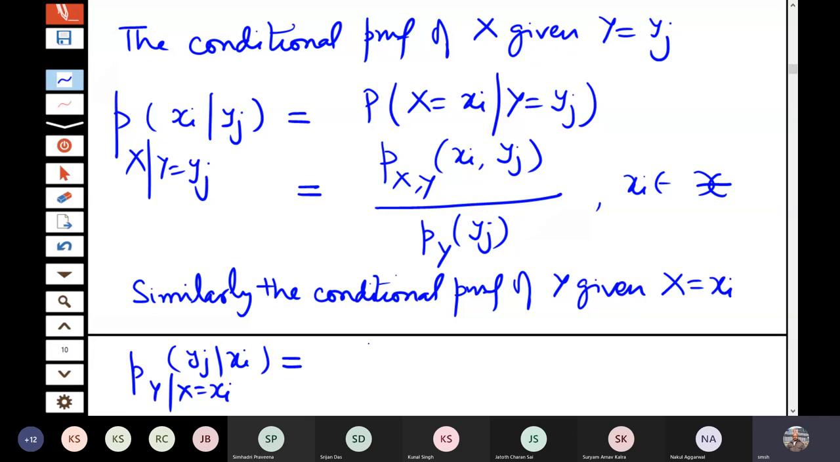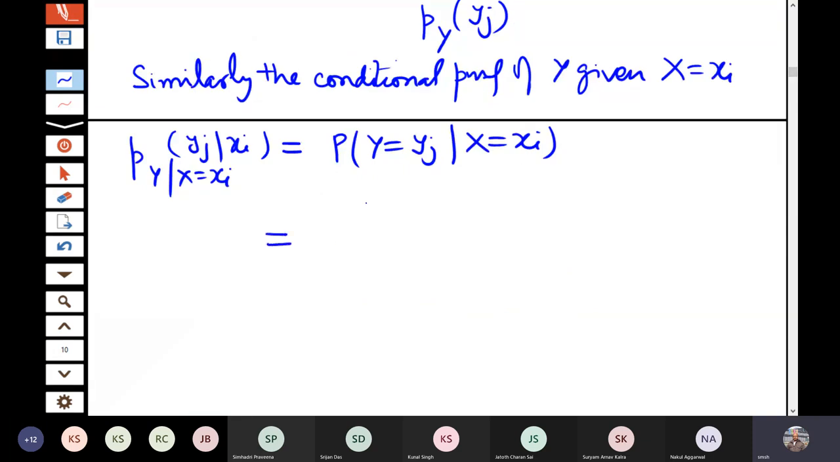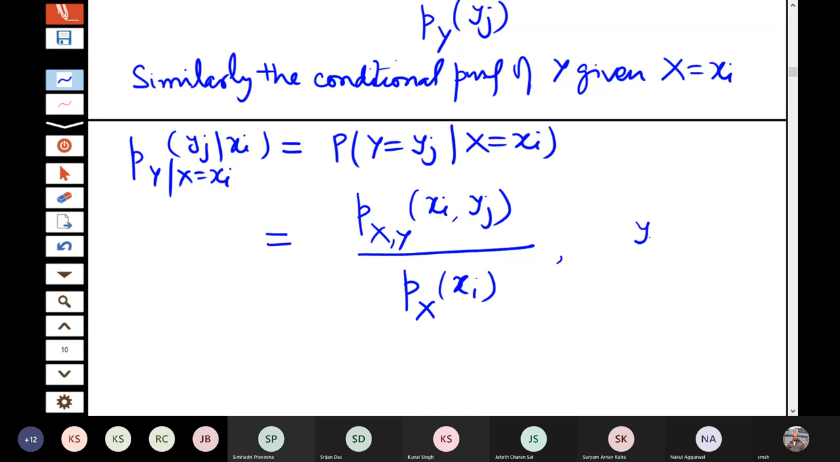So that is equal to P_XY. So this is basically probability of y is equal to y_j given x is equal to x_i. So once again, if I apply the definition of the conditional probability, it becomes the joint at x_i y_j divided by the marginal distribution of x_i.